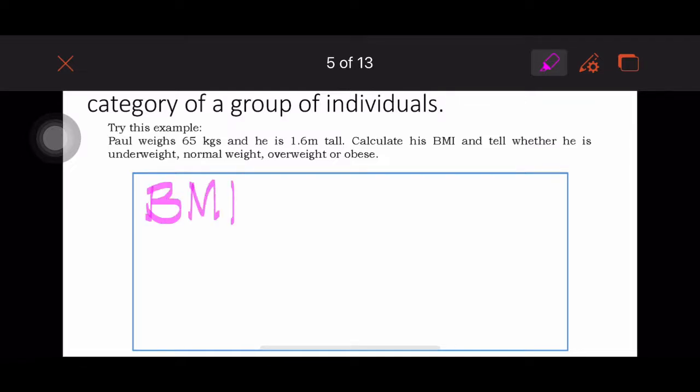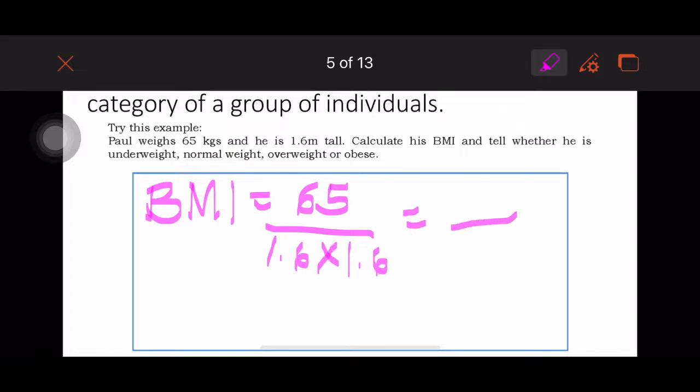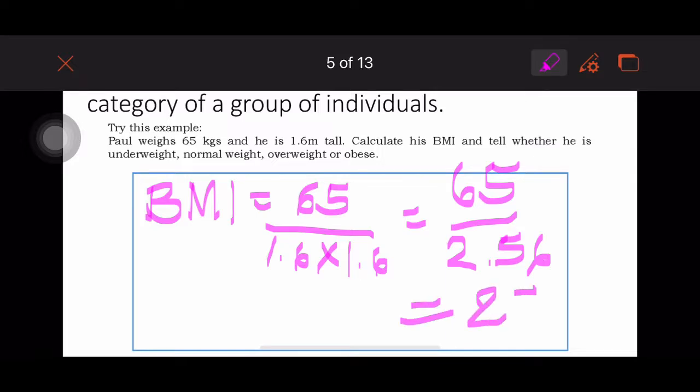BMI is equal to 65 kilograms divided by 1.6 times 1.6. 1.6 times 1.6 is 2.56. 65 is the numerator, so 65 divided by 2.56 is equal to 25. So Paul's BMI is 25.39.